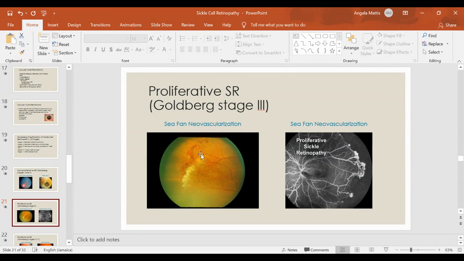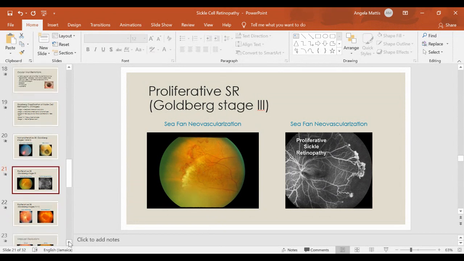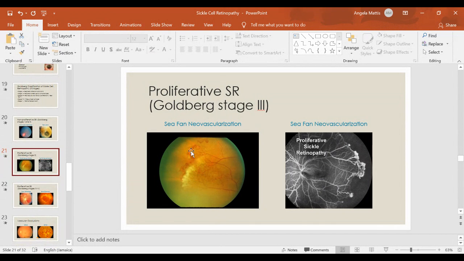So you have here that CFAN and it can pull. Sometimes it doesn't tear the retina, but it pulls on it. And when it pulls on it, we call it a tractional retinal detachment. So this is our stage 3 where you get the CFAN neovascularization.